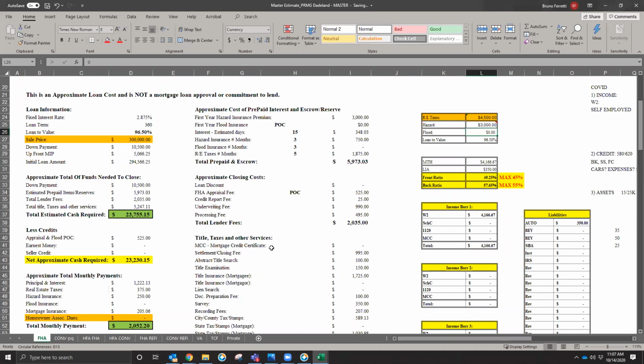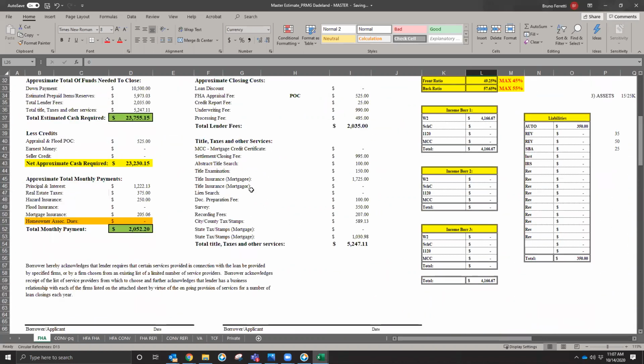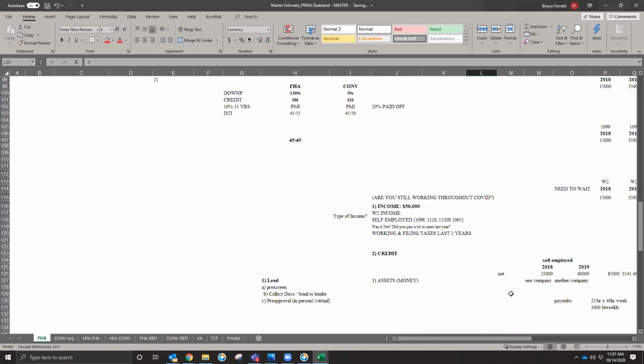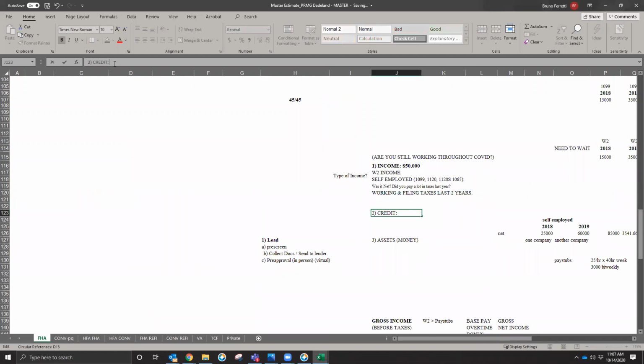Any other questions on this part? No, it's very, very good. Very good. Perfect. Again, I literally do this worksheet with every single client in front of them in our pre-qualification. So, all right. Income, I think we're good on. Credit. Does anyone know minimum qualifying credit scores?